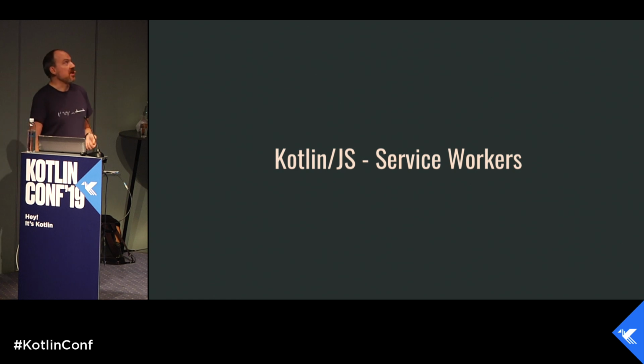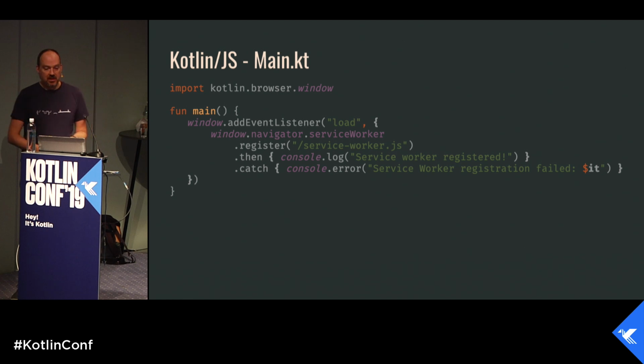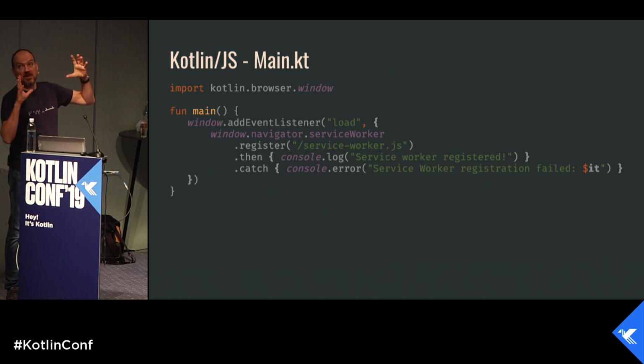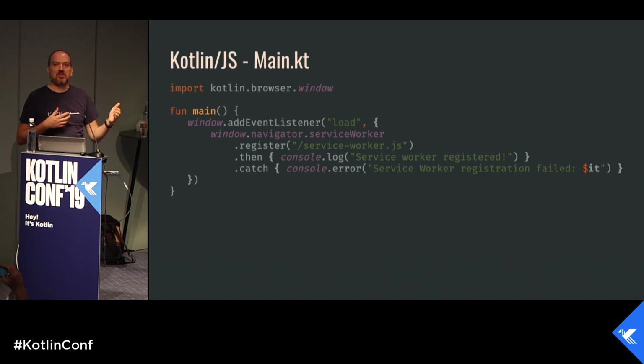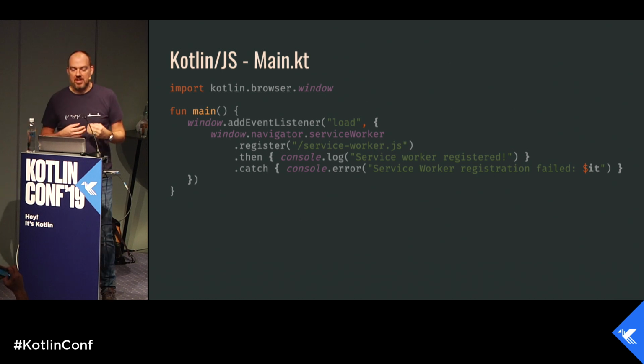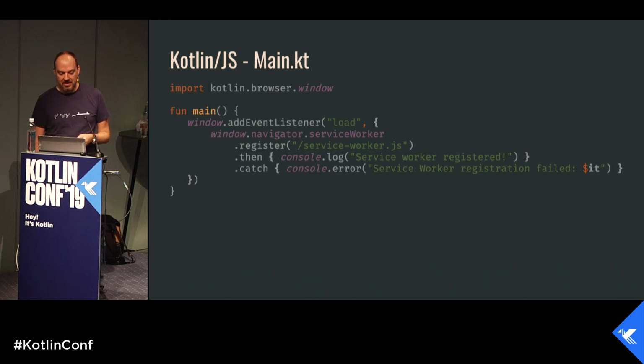Now, in KotlinJS, how do we do a service worker? Well, again, we need a main function, so we add an event listener to the load event when this script is loaded, and everything is loaded in the main page. And then we say window.navigator.serviceWorker.register. It's basically the same code. So we start there, and yeah, all that works out of the box.